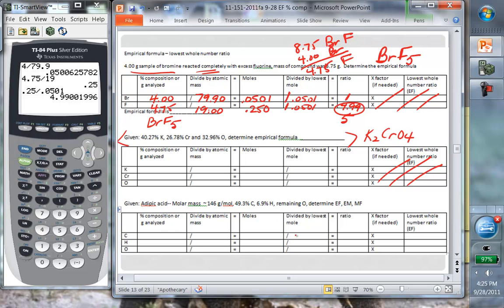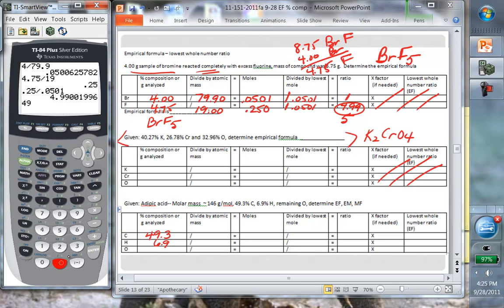For this one, we've got a little bit more information and a little bit less information. We have got C, and we're told that that is 49.3%. We've got H, which is 6.9%. And then we have O. It doesn't tell us how much, but if we take the 49.3 and add the 6.9, we have a total of 56%. Well, guess what the other is? It's oxygen. So I am going to simply find the difference.